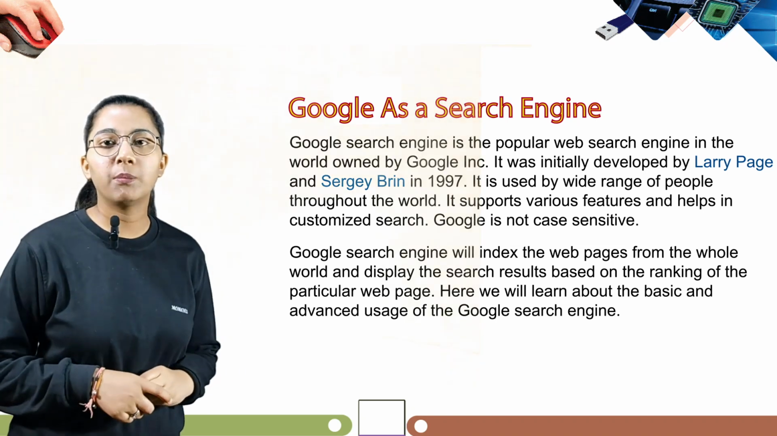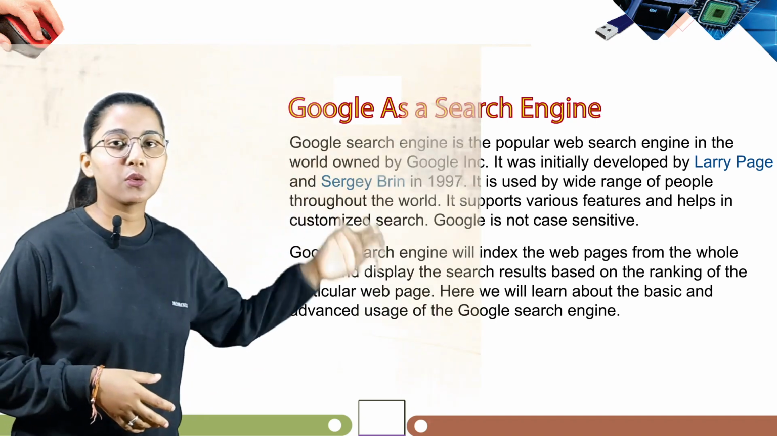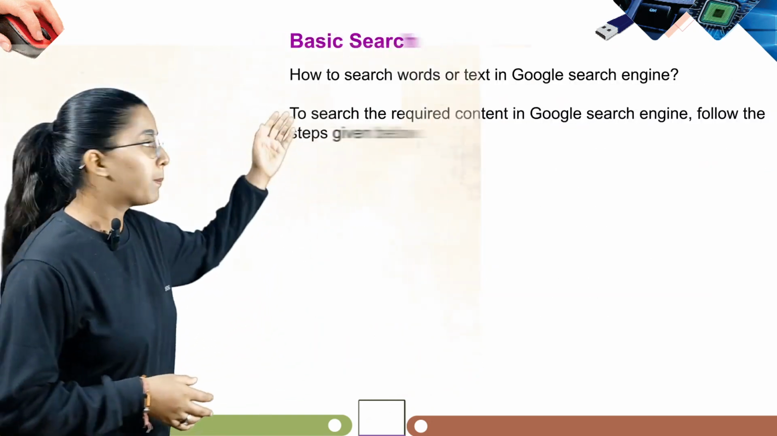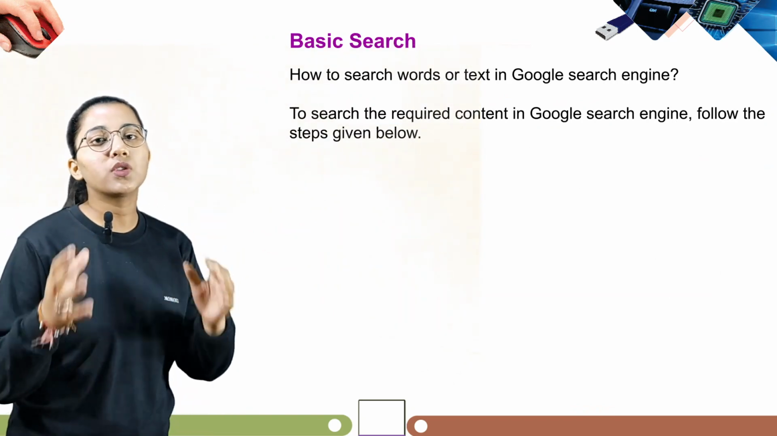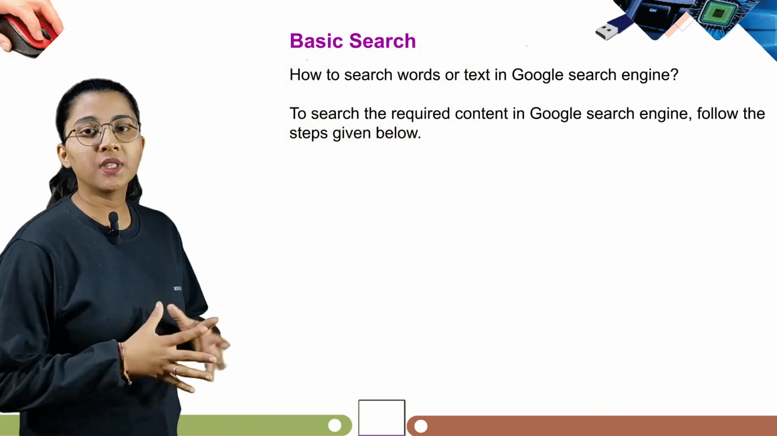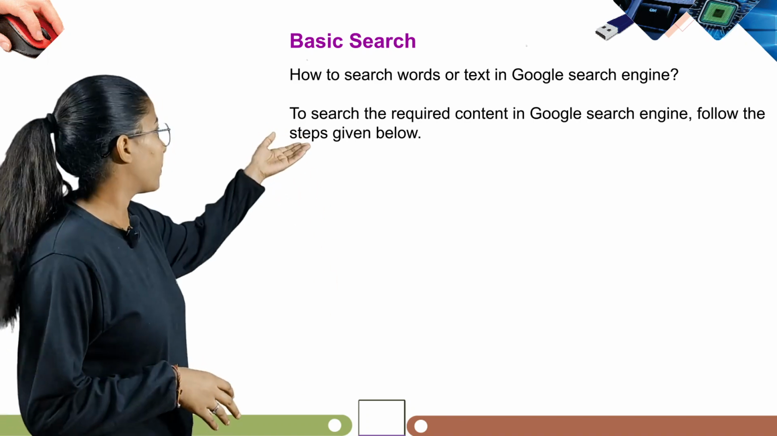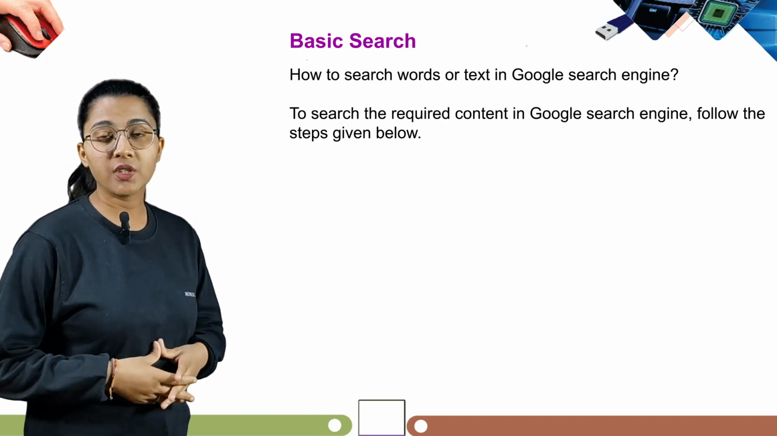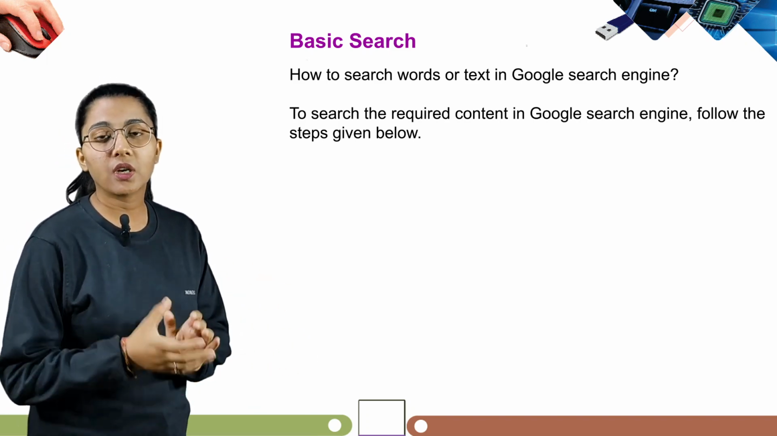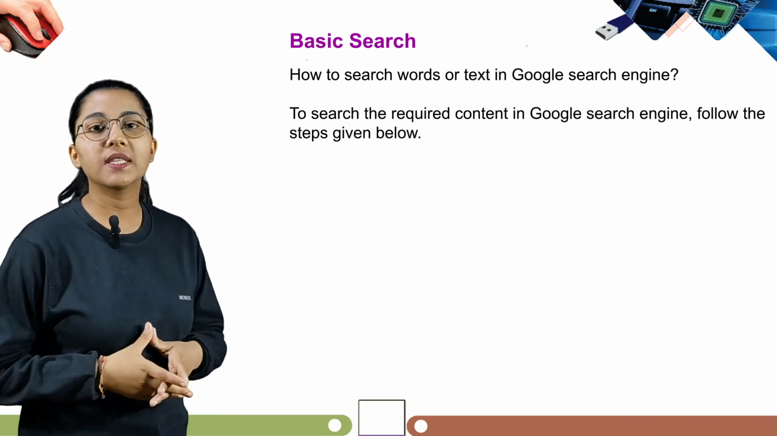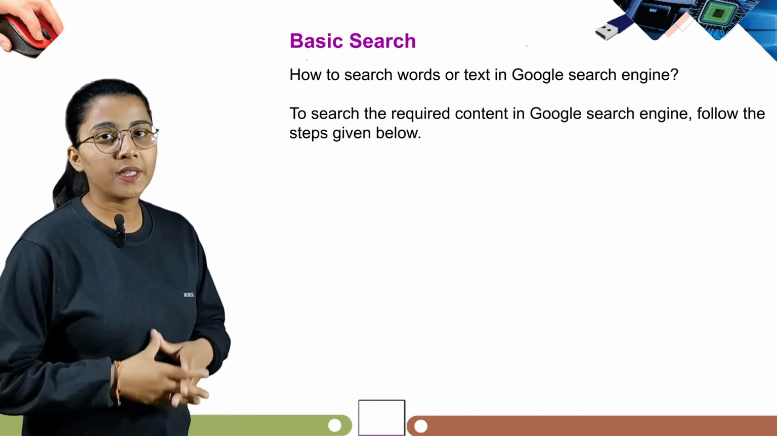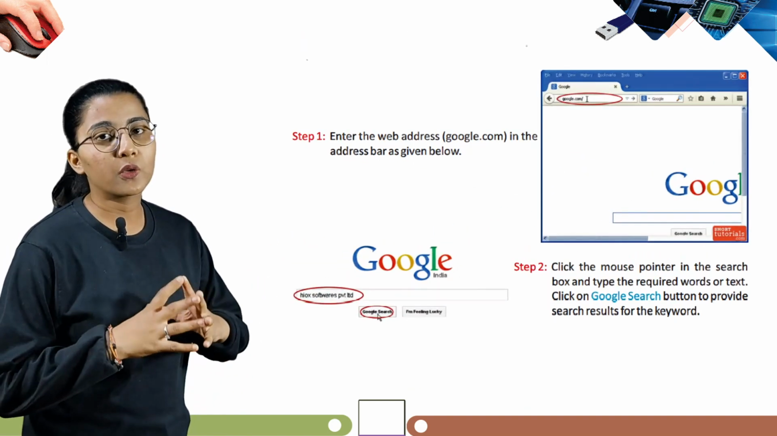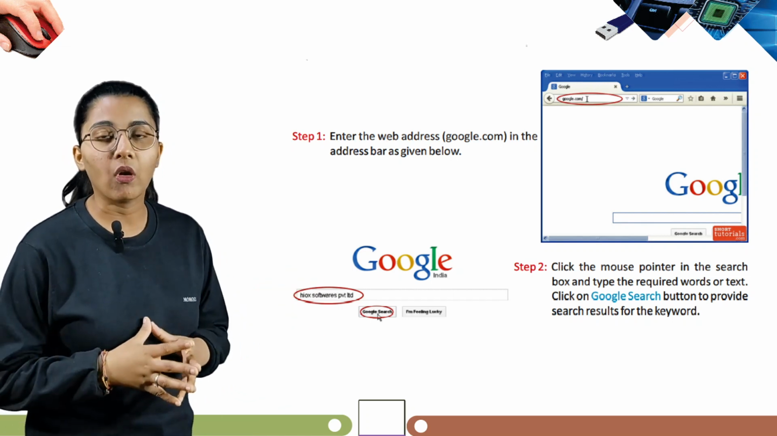Now students, we are going to learn about the basic and the advanced usage of Google search engine. Now let's learn about basic search. So how to search words or text. Let's start our next topic, that is basic search. How to search words or text in Google search engine. So students, how will you search a text in your Google Chrome? Let's learn about it. To search the required content in Google search engine, follow the steps given below. You have to follow some steps if you want to search something on Google.